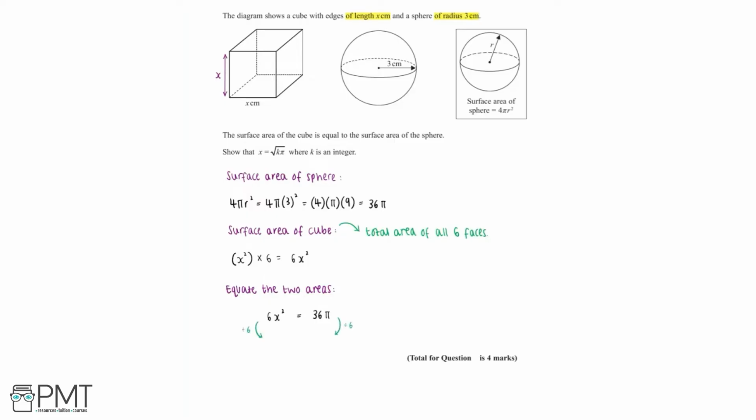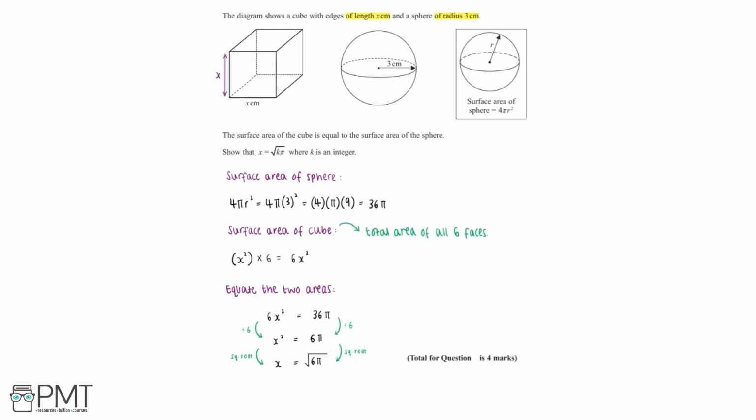6x squared divided by 6 is equal to x squared, and 36 pi divided by 6 is equal to 6 pi. Now to find the value of x, we can square root both sides. The square root of x squared is equal to x, and the square root of 6 pi is just equal to the square root of 6 pi. And so we've found that x is equal to the square root of 6 pi.